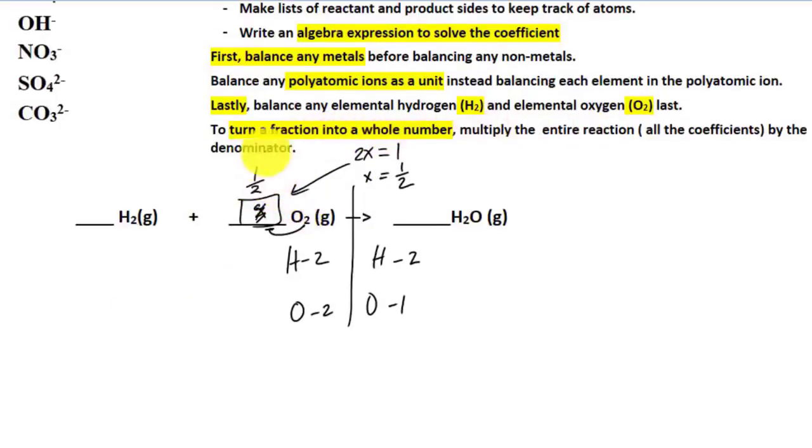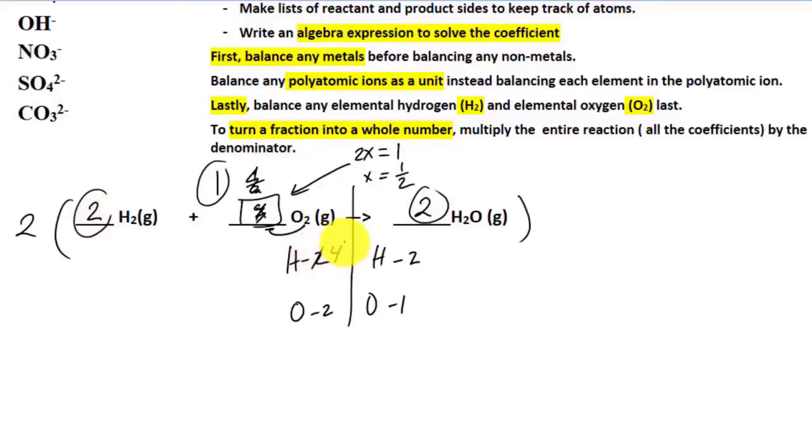We multiply everything by the denominator, which in this case is 2. So we have 2 times blank, which is 1 right there, so it's 2. So 2 times 1/2 gives myself 1. And 2 times blank, which is 1, gives us 2. So our answer is 2, 1, 2. And is that right? Well, let's check. 2 times 2 gives us 4 hydrogen, and 1 times 2 gives us 2. And over here we have 2 times 2 gives us 4 hydrogen, and 2 times 1 gives us 2 oxygen.